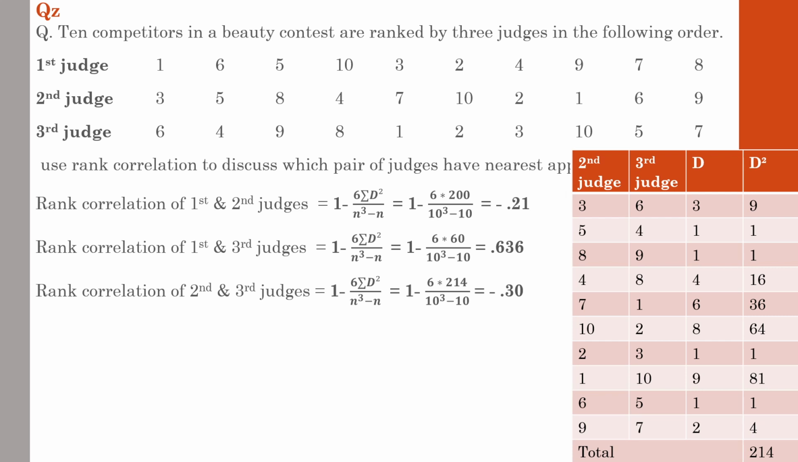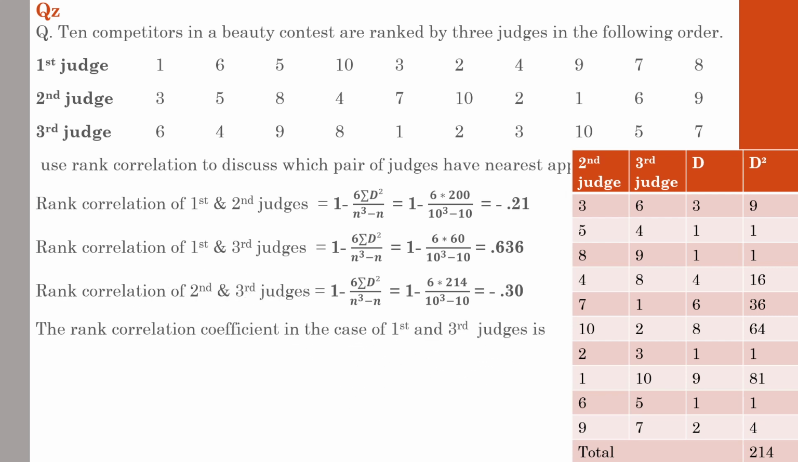Next you need to interpret the results. So you can see that in the case of first and second judge you got minus 0.21. In the case of first and third judge you got plus 0.636. Finally second and third judge you got minus 0.3. So naturally we can say that the first and the third judge is having the nearest approach. Once you found the values you need to interpret it accordingly.